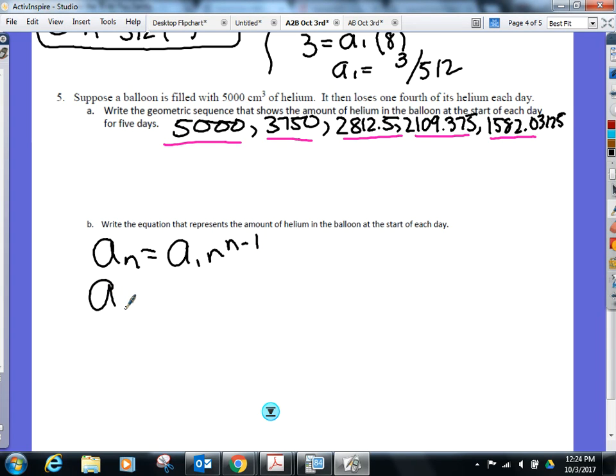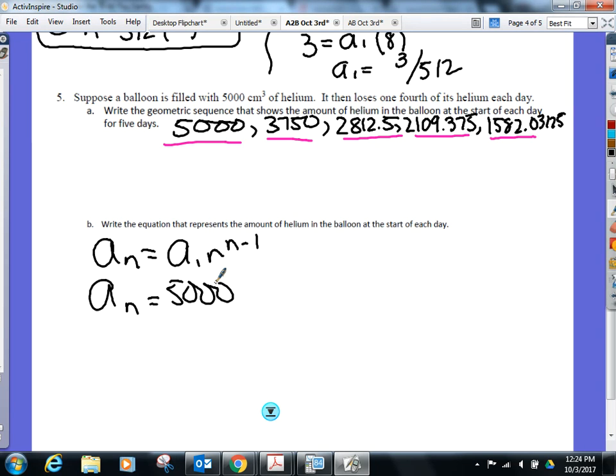So I got A subscript n. First term was 5,000, no big deal. Here's where we got to be a little careful. What are we multiplying by? Because did we multiply by, we divided by 4, right? Which is multiplying by a fourth. When you multiply 5,000 by a fourth, do you get 3,750? No. So what really did I multiply here?